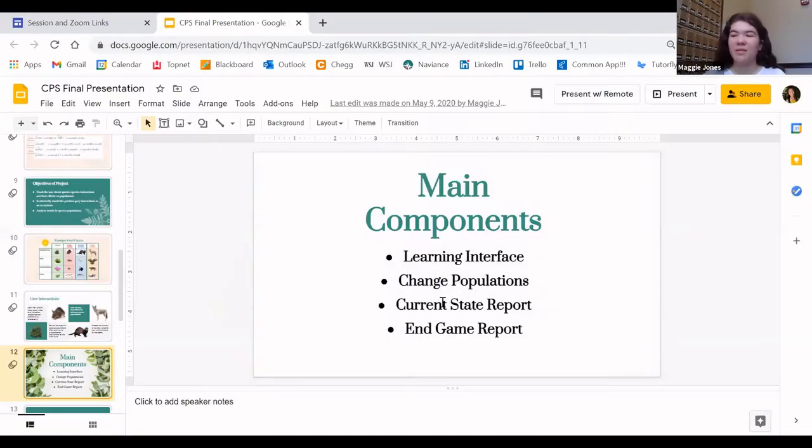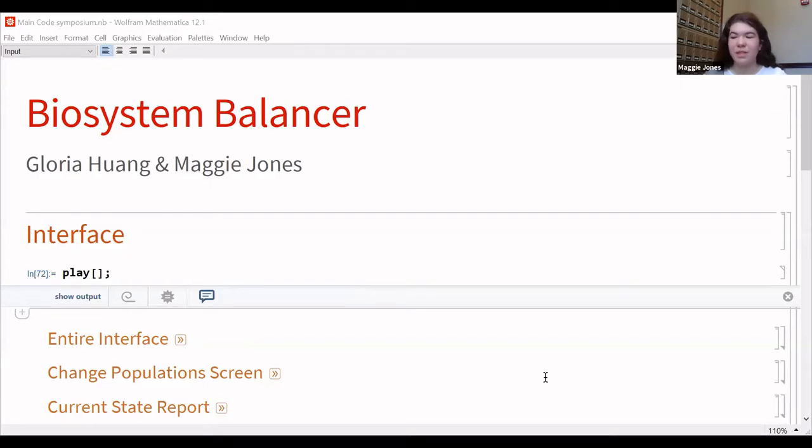Now we will take you through the key components of our project. This includes the learning interface, change population screen, current state report, and endgame report. We will start by giving you an explanation of what role the component plays in our project, then show the code in action, and lastly, explain a bit of the code behind the component. So first, we're going to start with the learning interface.